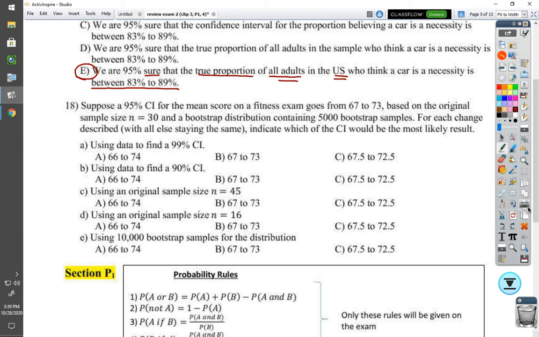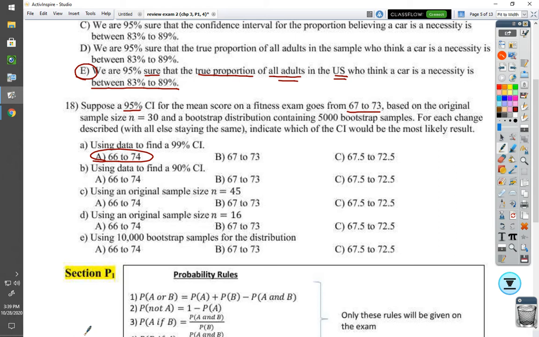Okay, so if we're using the data to find a 99% CI, you have to do some calculating in order to get a 99% CI. Remember, 1% is going to be left over, which is smaller. We went from a 95% CI having these numbers. These numbers are going to have to get left of this and right of this, meaning 73 has to get bigger and 67 has to get smaller. The only proper answer here is A.